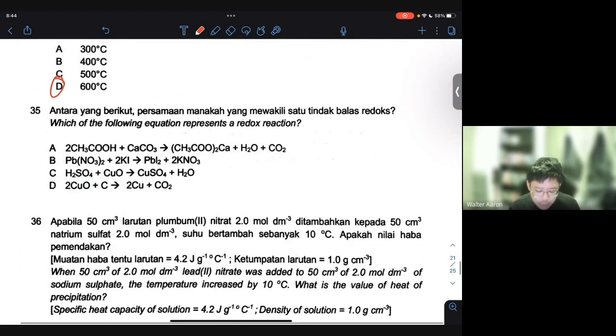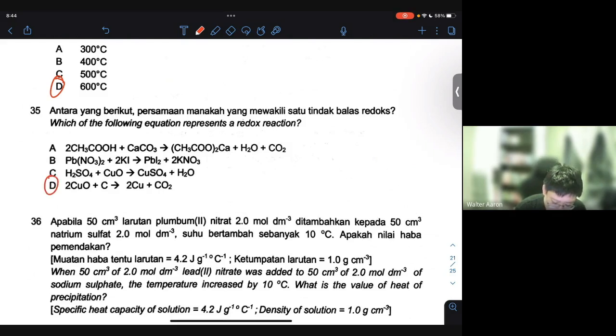All right, 35. Which of the following equations represents the redox reaction? So you have to check one by one and see which one is redox. You can talk about the gain or loss of oxygen. If you do that, you realize there's only one answer over there.